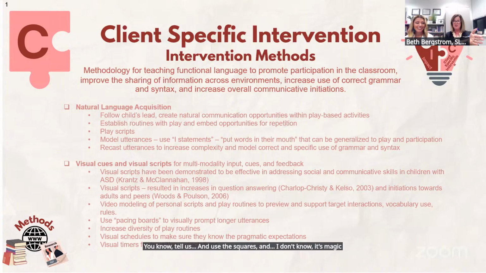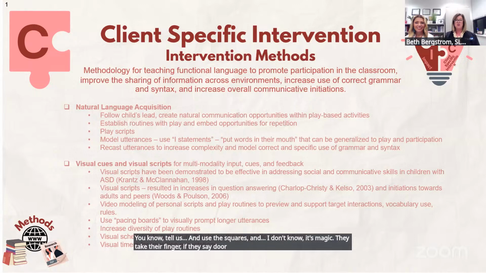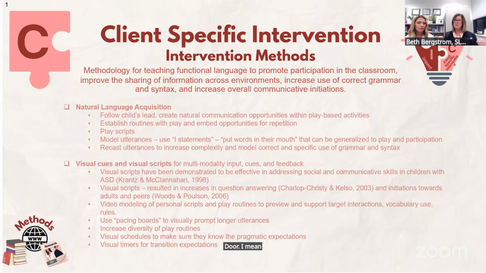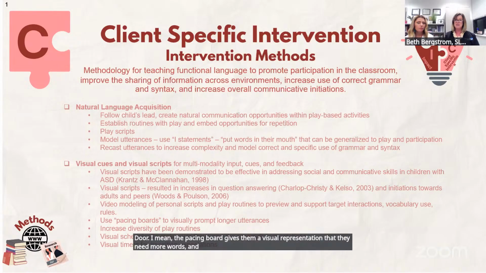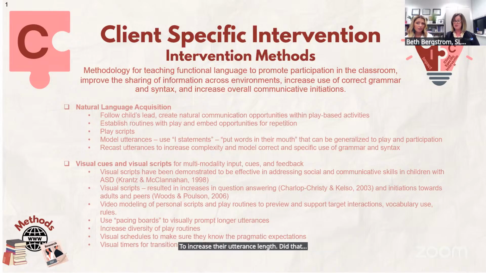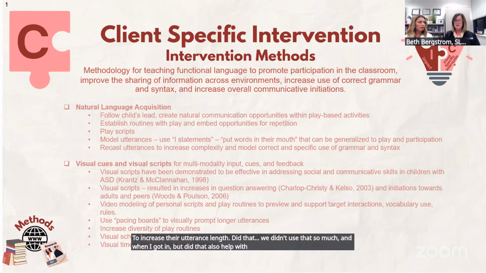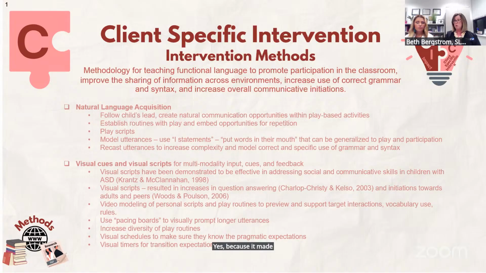They take their finger, if they say door, and you say, what about the door? Then they say, I want to open door. The pacing board gives them a visual representation that they need more words. And it's been very useful for a lot of clients to increase their utterance length. We didn't use that so much when I got him, but did that also help with his jargon? Yes, because it made him think about individual words versus stringing all of those words together. So that was a cool outcome from that too.